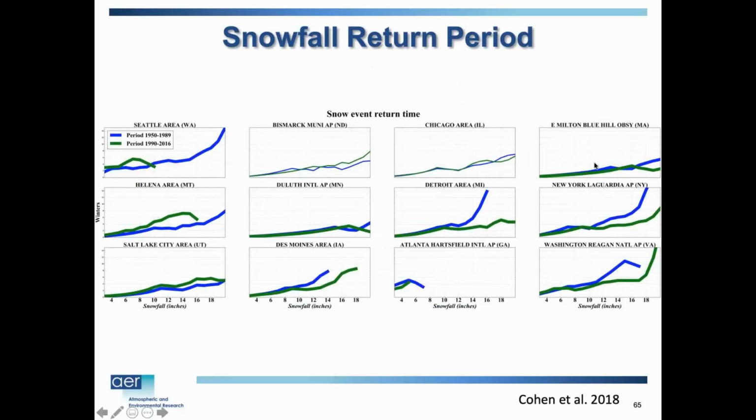Here's looking at snowfall return. The lower the number, the more quickly the snowfall returns. So you have 2 inches, 4 inches, all the way up to about 20 inches. Looking at something like Detroit, the blue represents pre-Arctic amplification, and the green represents post-Arctic amplification. That's very clear. The return period for these bigger snowfalls was much less. Let's say you had to wait 10 years for a big snowfall in Detroit before Arctic amplification. After Arctic amplification, the return period is really shortened. So maybe if it took 10 years, now it's 4 years in Detroit for these bigger snowfalls above a foot.